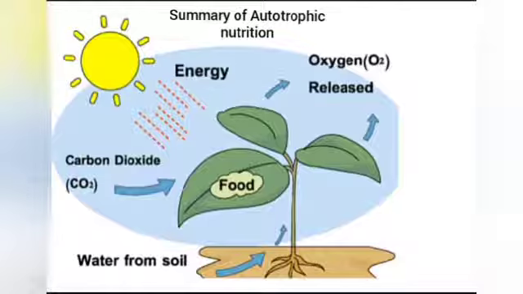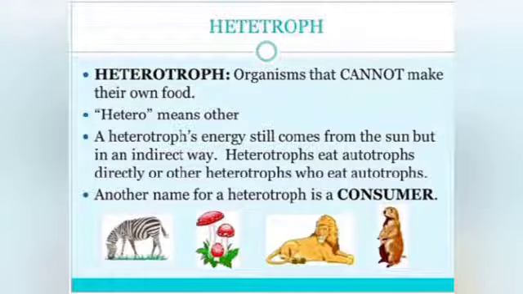So let's see what heterotrophic nutrition is. Heterotrophic nutrition is of organisms that cannot make their own food. Before, we learned autotrophic nutrition, in which we said they can prepare their own food with the help of sunlight, water and carbon dioxide. But heterotrophic organisms cannot make their own food.